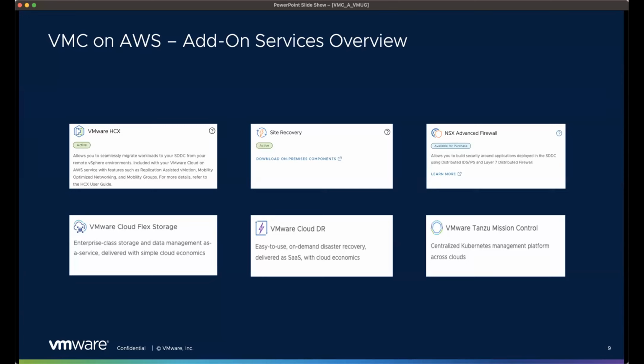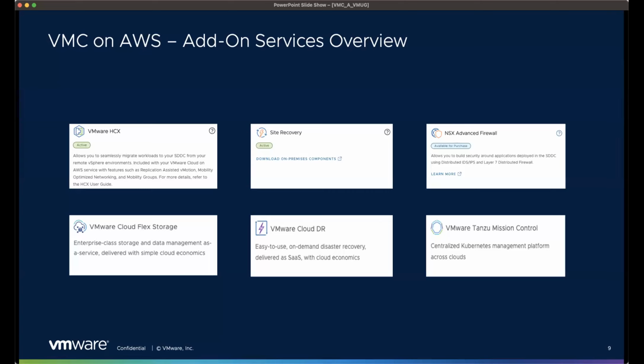Next up, we got site recovery. VMware Site Recovery is very similar or basically identical to Site Recovery Manager, which is the on-premises disaster recovery product. But in this case, it's delivered as a service.